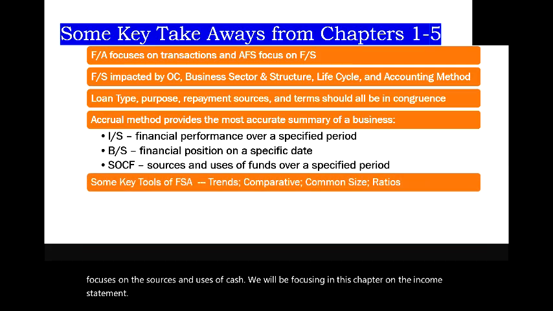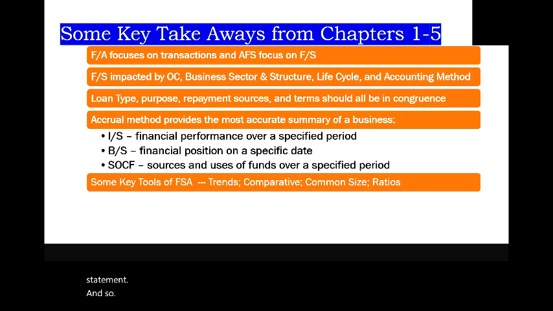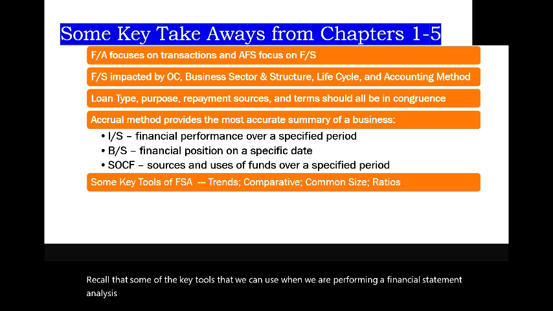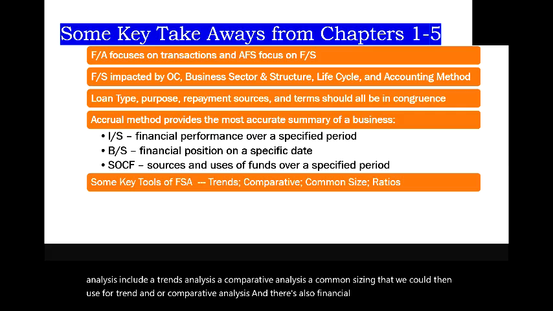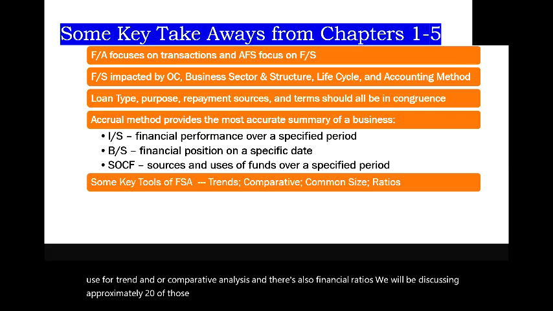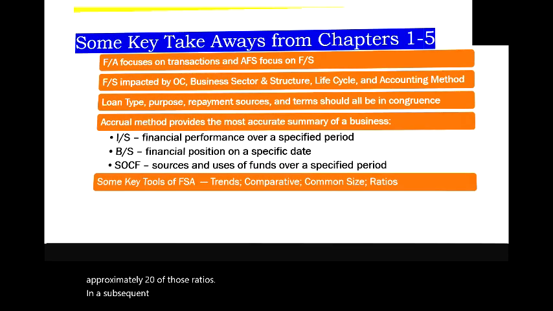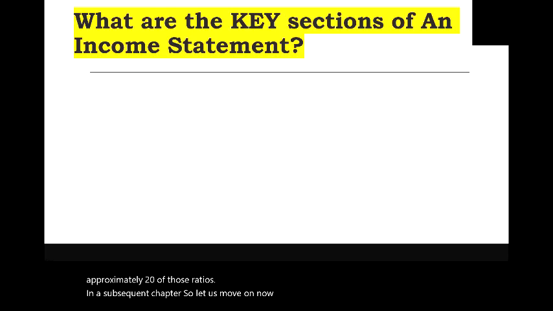And so recall that some of the key tools that we can use when we are performing a financial statement analysis include a trends analysis, a comparative analysis, a common sizing that we could then use for trend and or comparative analysis. And there's also financial ratios. We will be discussing approximately 20 of those ratios in a subsequent chapter. So let us move on now to the income statement.